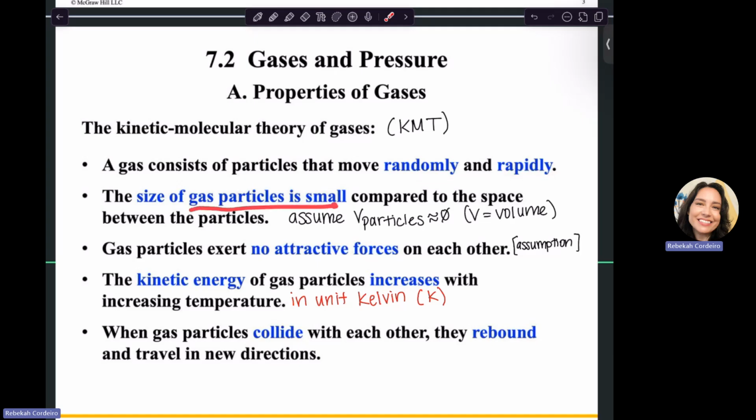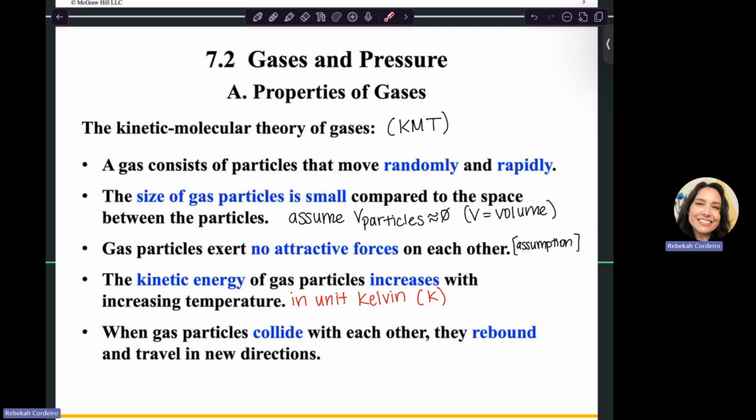Gas particles are very small. Their volume, we assume, is actually negligible or close to 0, where V is volume. We assume the volume of the particles is around 0 because the space around the particles is so much bigger than the space of the actual particle that we can consider the particles to take up no space. This is not necessarily true. We know the particles take up space because they are matter. They have mass, they take up space. But we assume their volume is so small compared to the volume of the space between the particles that we just consider the volume of the particles as 0.